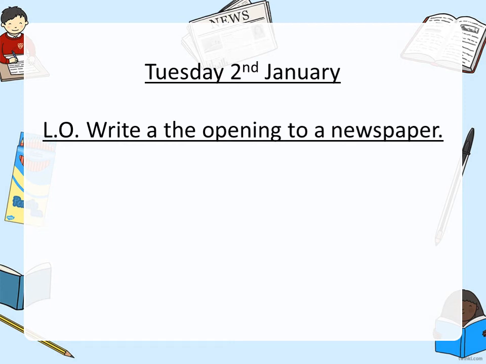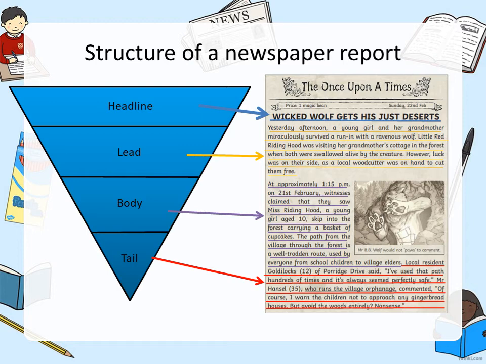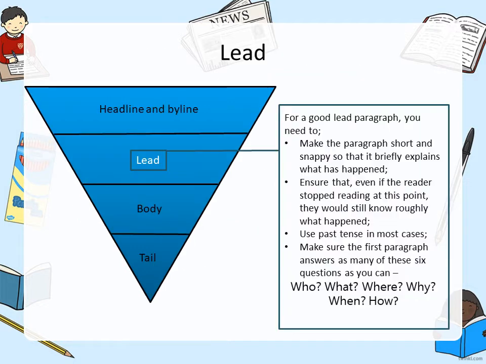Tuesday, the 2nd of January. Today we're going to write the opening of a newspaper report. The structure of a newspaper report: this is what we looked at yesterday, and yesterday we completed the headline for our newspaper report, but today we're going to do the second part, the lead paragraph, which is highlighted in yellow. It's only short, so let's see what might go into it.